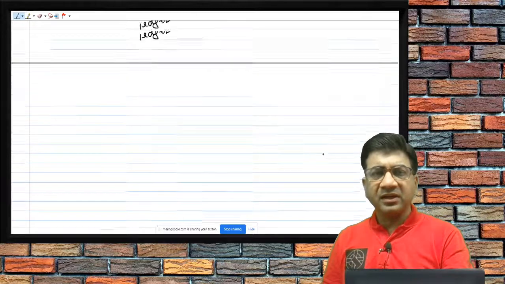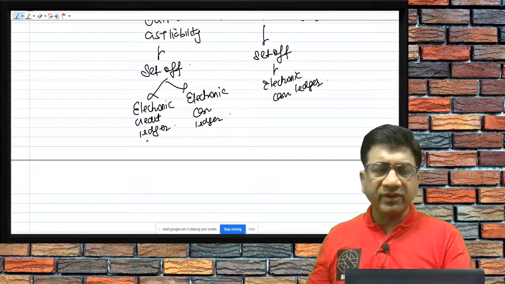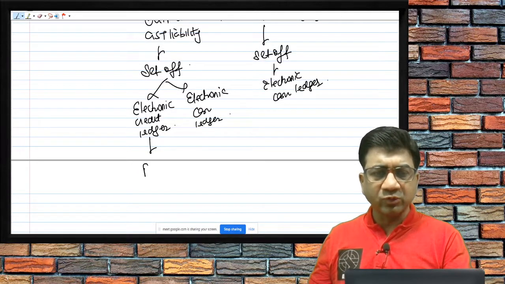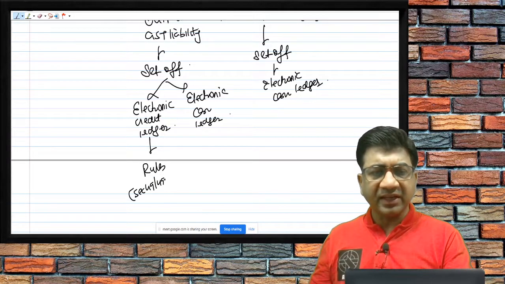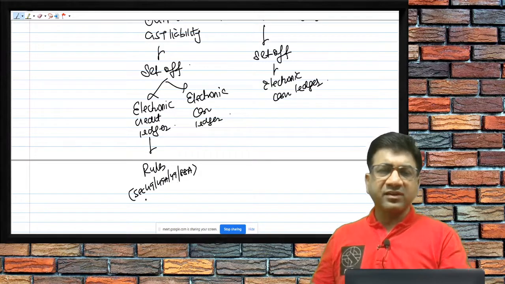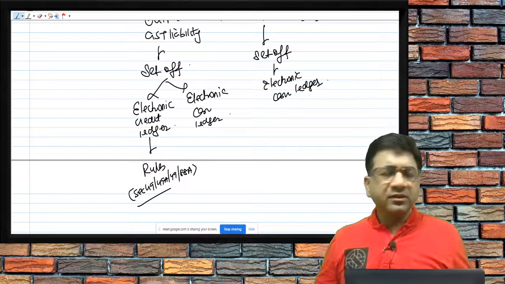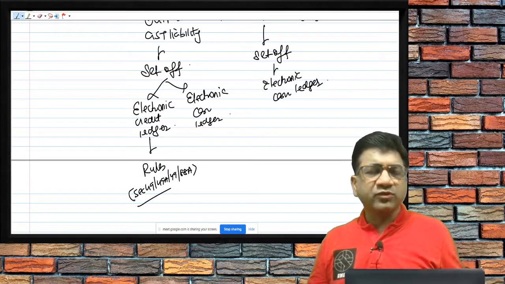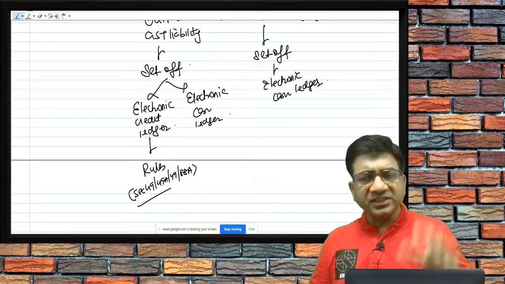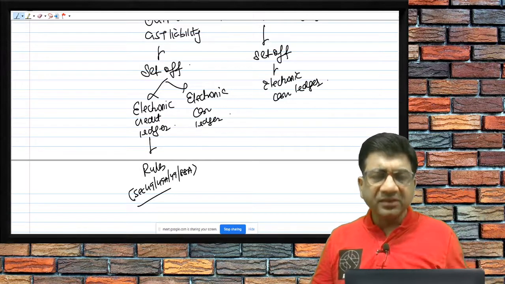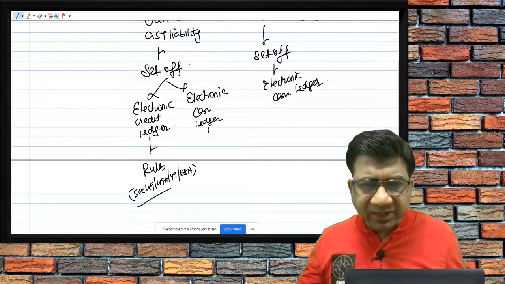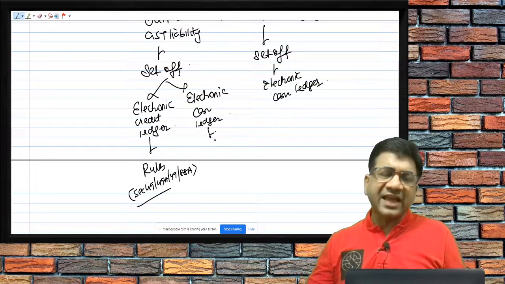Now, there are rules for setting off the electronic credit ledger, which are given in section 49, 49A, 49B, Rule 88A, which we have done. IGST can be set off from the IGST, and the remaining credit has to be used from the CGST, and the CGST remaining from IGST. But are there any specific rules for using the electronic cash ledger?